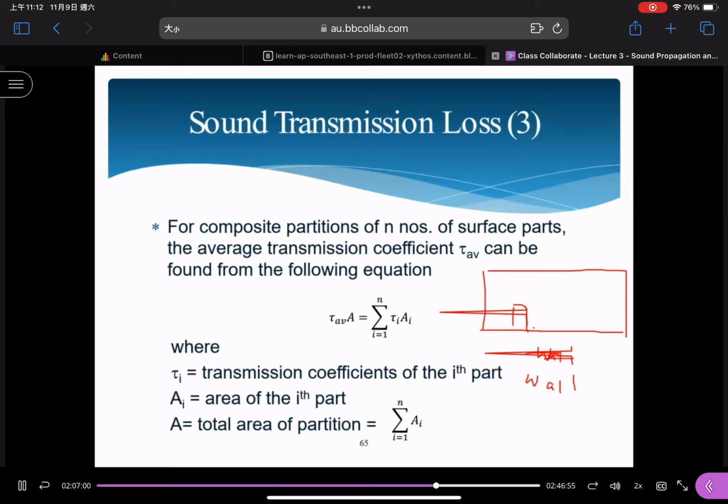Let's say we have two components, one for the door and one for the wall. So we can calculate the area of the wall and the area of the door, and they have their corresponding transmission loss coefficients. And how about this one? A is the total area. Let me explain more about this one.